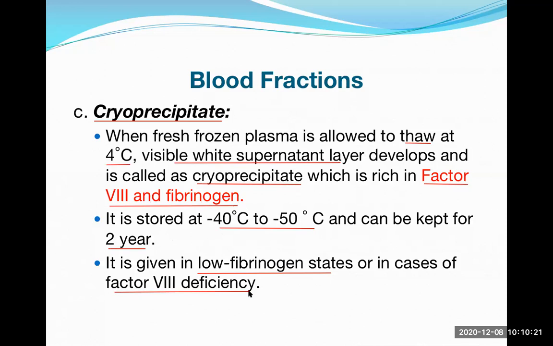So what information do you need to remember from this? Cryoprecipitate is formed after fresh frozen plasma is thawed, okay? It is an important factor to be given to the patient in case of hemophilia and fibrinogen deficiency. And it can be stored at a particular temperature for up to 2 years.